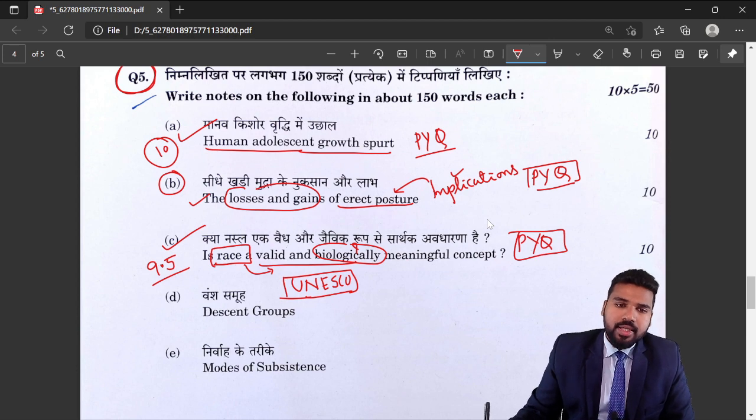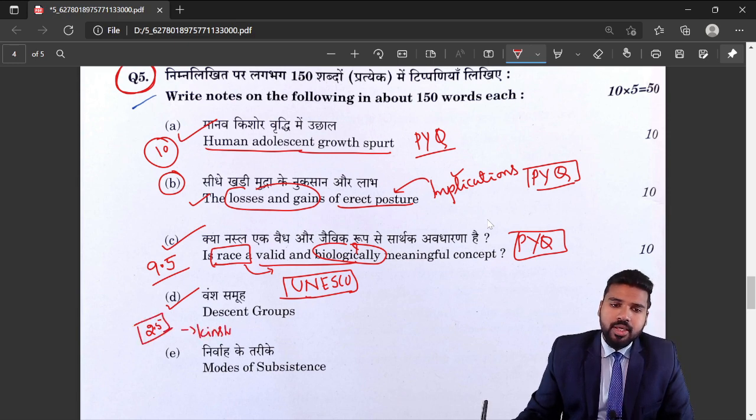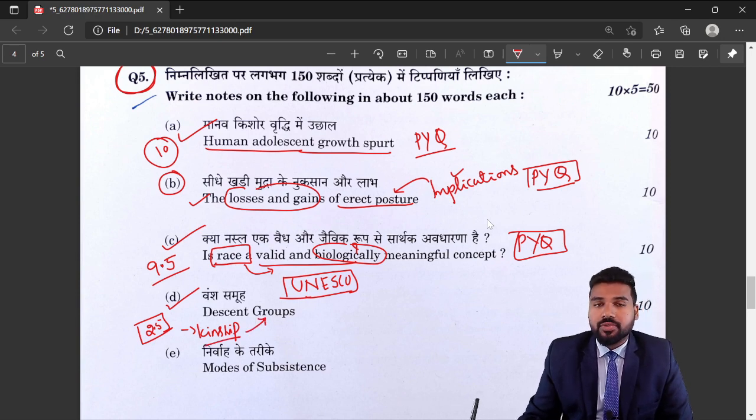Then descent group, it is directly from your 2.5 section, that is kinship. Under kinship, in the very recent class we have covered kinship. We have studied various types of descent groups.